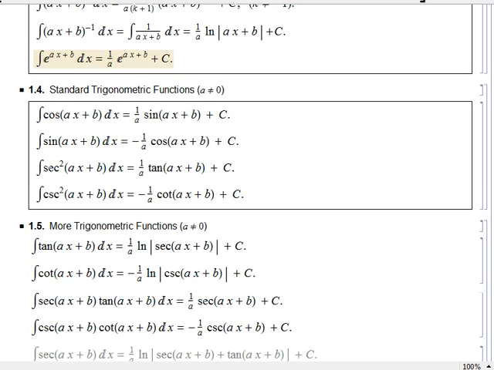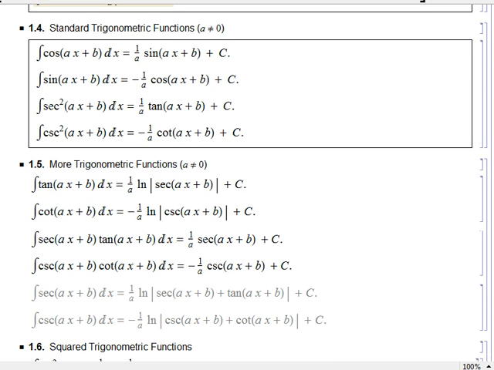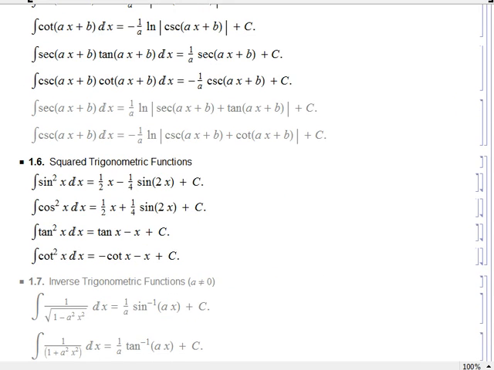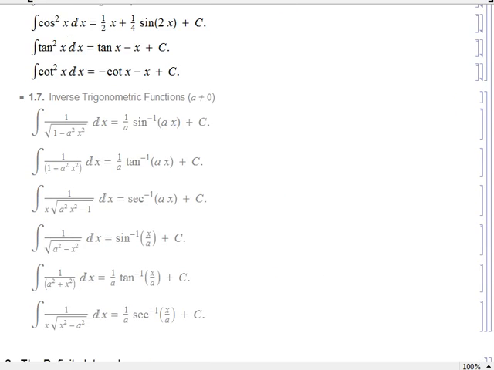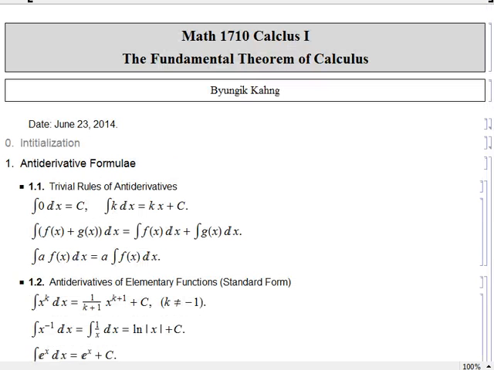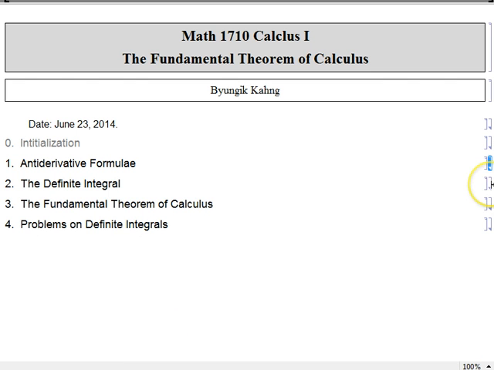Here are the antiderivative rules for trigonometric functions. Again, please note the recurring theme: 1 over a, 1 over a, 1 over a, 1 over a. Some more tangent and cotangent functions, and then some square functions, and then some inverse trigonometric functions are here. I usually do not write inverse trigonometric functions in Calculus 1, so I de-emphasize them in gray, but in Calc 2 I probably will have to.